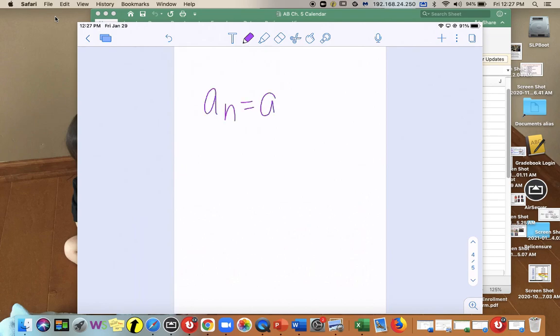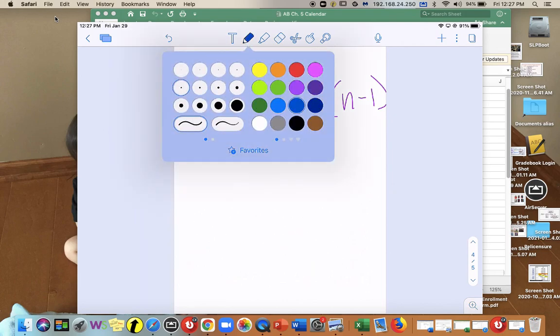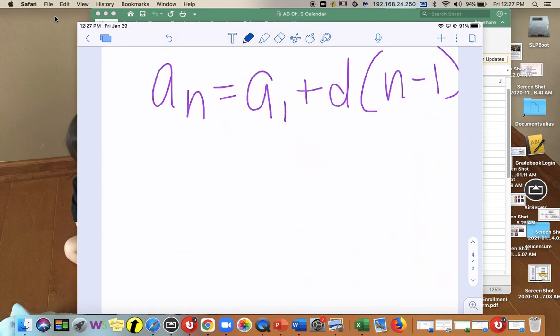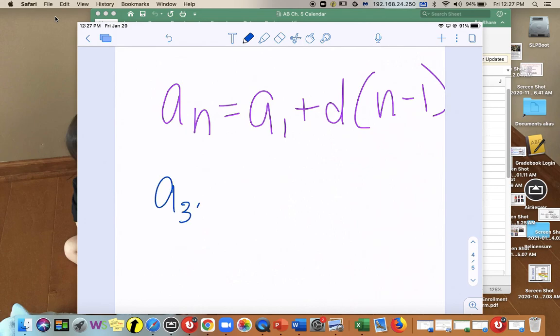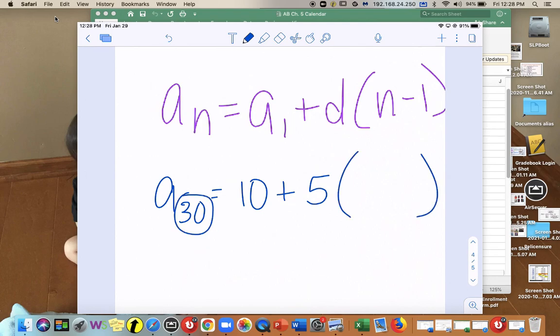All right, so this is first term plus the difference times n minus 1. Oops, I should put d here. So when we plug in for this particular problem, we want a sub 30. The first term was 10. There were 10 seats in the first row. It's going up by 5 every time, so that's the common difference. And when we have a sub 30, all it means is plug in a 30 for n.